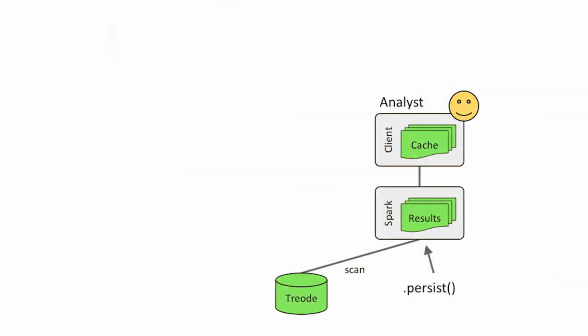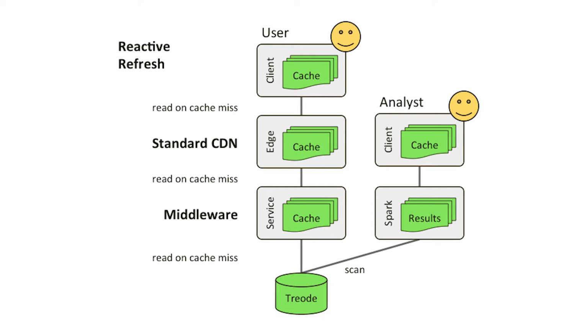And Spark has its own notion of caching. You can ask Spark to persist intermediate results. And speaking of caching, scan lets us do something interesting with the caches from before. So earlier, I had tacitly assumed that when data was not in a cache, we would react by reading it at that time. With scan, we could actually proactively refresh those caches in advance of a read.